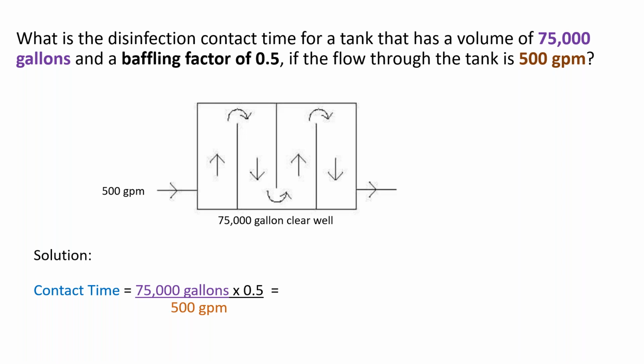I'll give a second again if anyone would like to provide the answer to that before I reveal it. Someone, there are a lot of 75 minutes as the response. Good job, everyone. So 75,000 times 0.5 divided by 500 gallons a minute. So we have a total contact time of 75 minutes. And that's going to be important as we're calculating our CT values.